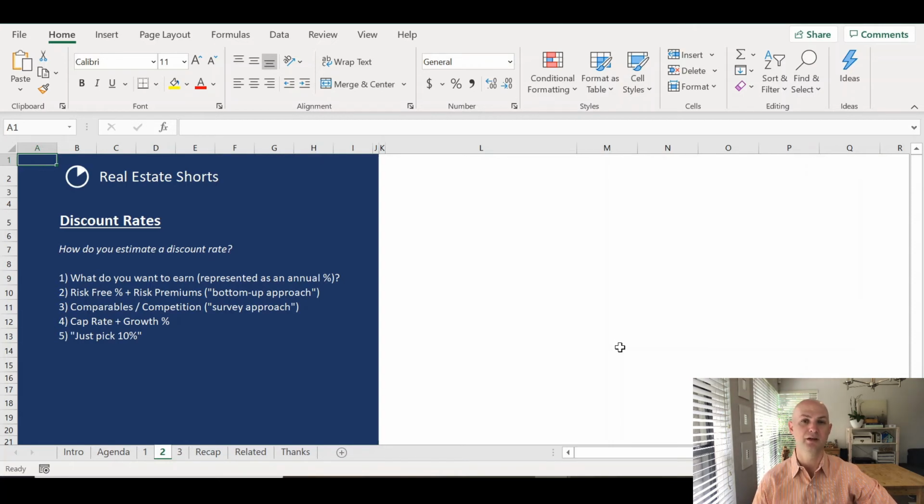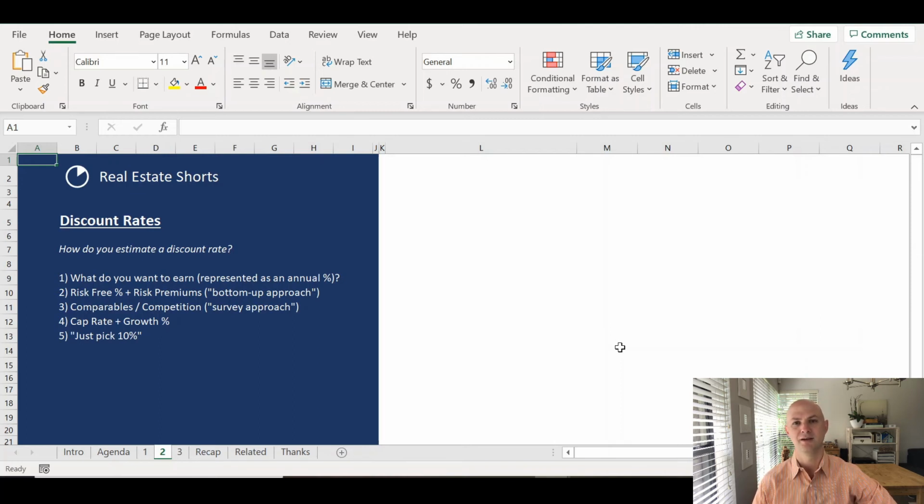The next is going to be comparables or competition. So in the marketplace, if all of your neighbors, if all of your competitors in the marketplace have a discount rate of about 10%, then I think the extension here is maybe you should benchmark against them. The underlying assumption is that they are correct and that their assumptions and their risk profile is equivalent or similar to yours. I understand that that's a bit of a stretch, but I think this is another approach.